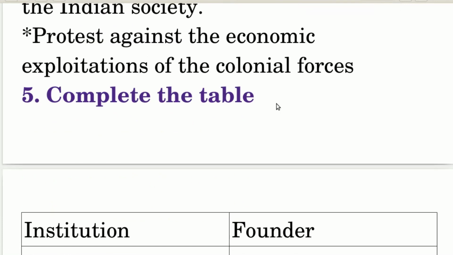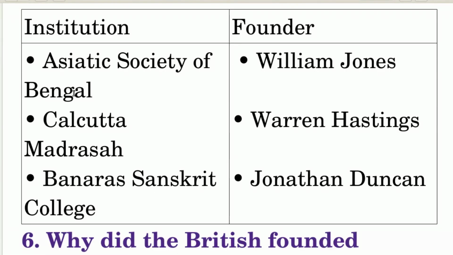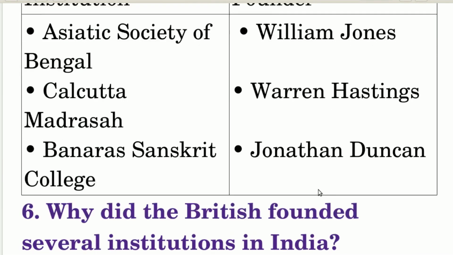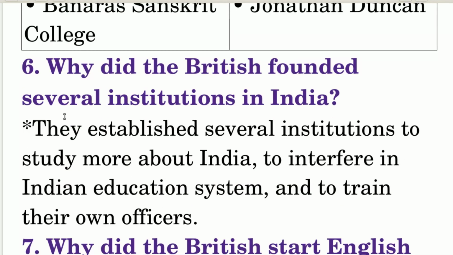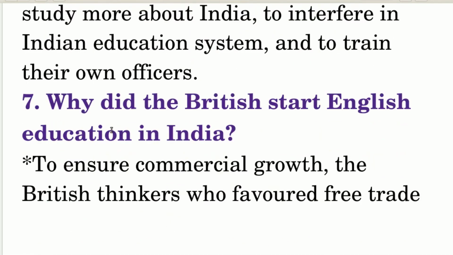Complete the table. Institution, founder. Asiatic Society of Bengal, William Jones. Calcutta Madrasa, Warren Hastings. Banaras Sanskrit College, Jonathan Duncan. Why did the British found several institutions in India? They established several institutions to study more about India, to interfere in Indian education system and to train their own officers.